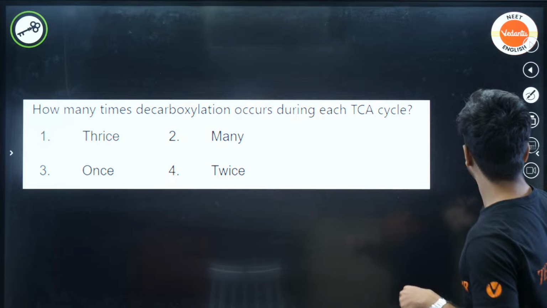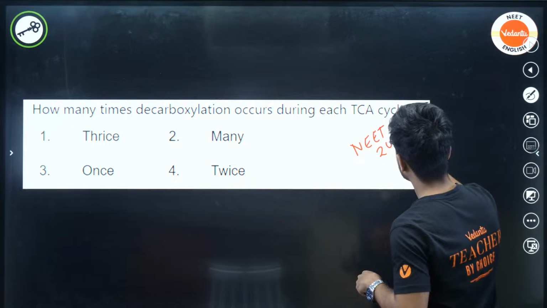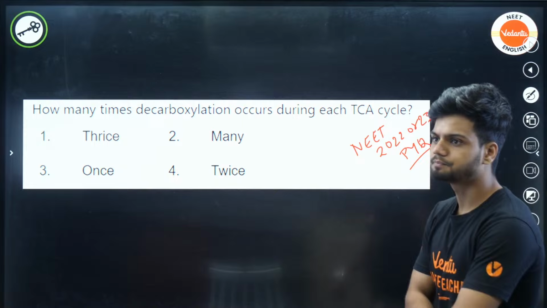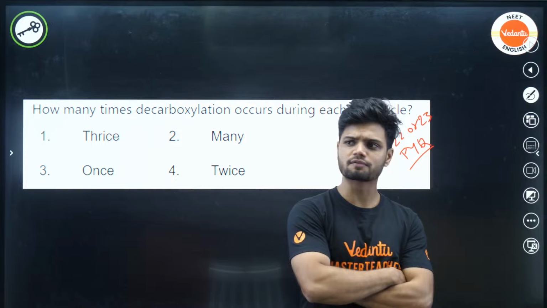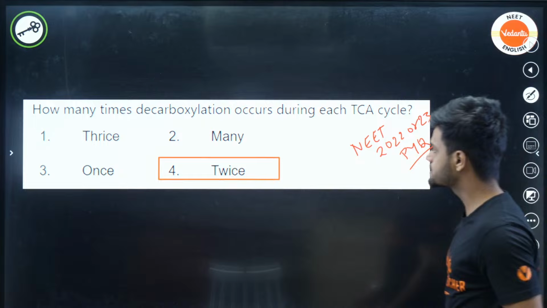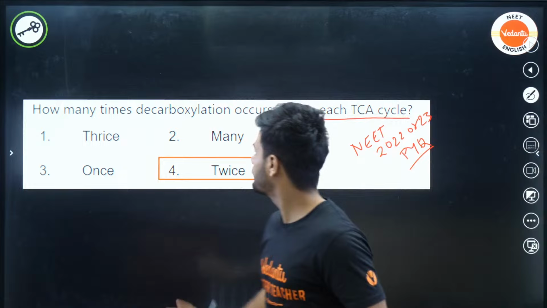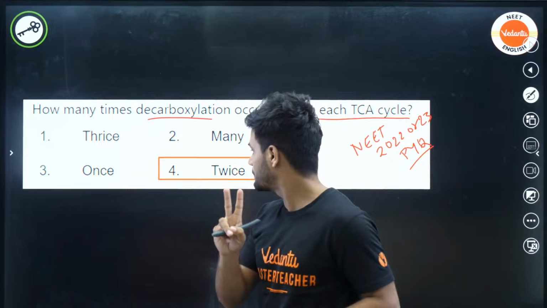Now, next question. This is your NEET PYQ, NEET 2022 or 23 PYQ. 10 seconds. 10, 9, 8, 7, 6, 5, 4, 3, 2, 1. The answer is twice. They're asking you how many times decarboxylation occurs in each TCA cycle. Oxidative decarboxylation is happening only twice. Read the question very carefully, students.